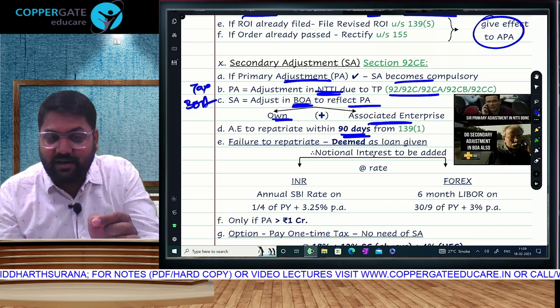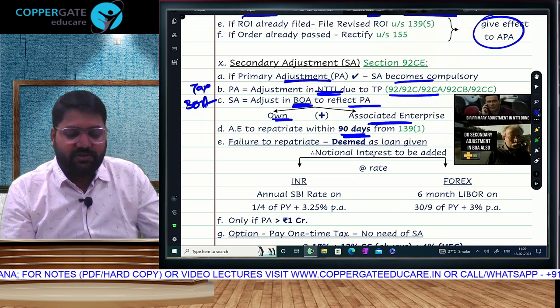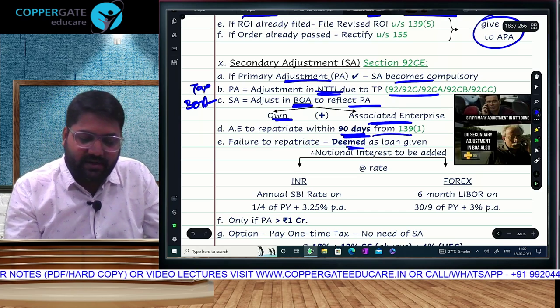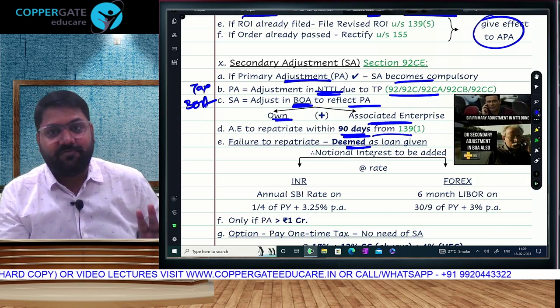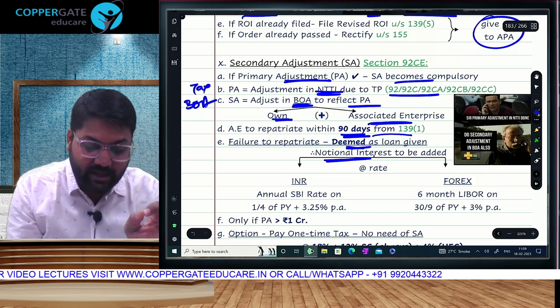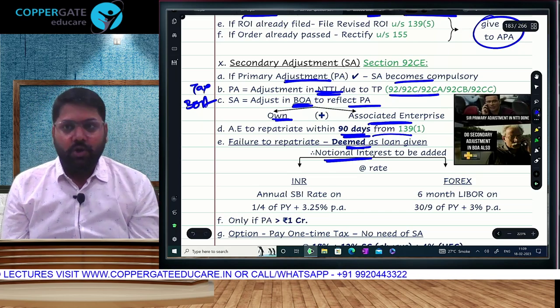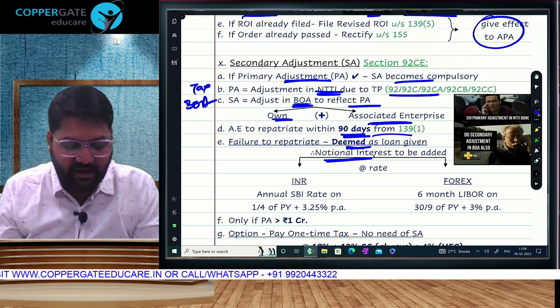So not just make the associated enterprise pass the entry, but also repatriate the money from the associated enterprise, and failure to repatriate will be treated as a loan given to the associated enterprise. It is like a recoverable from the associated enterprise, and it will be assumed that they are paying us interest, and therefore we call it notional interest. And this notional interest will be calculated on the amount of the secondary adjustment.